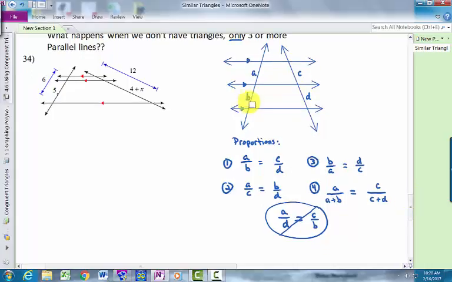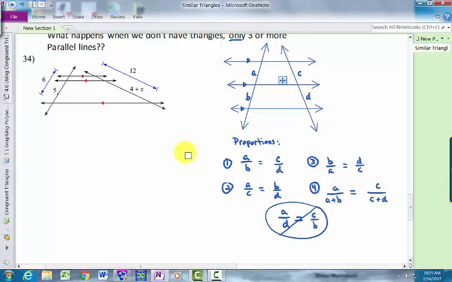As long as these three lines are parallel, you can make proportions out of those little side lengths. So we could say that A over B is equal to C over D. This piece A over this piece B is equal to this piece C over this piece D. That's one proportion that you can make. Another thing that you can do, let's go to the second one, is A divided by C equals B over D. So this piece over here divided by this piece on the right equals this piece over this piece on the right. That's another relationship.